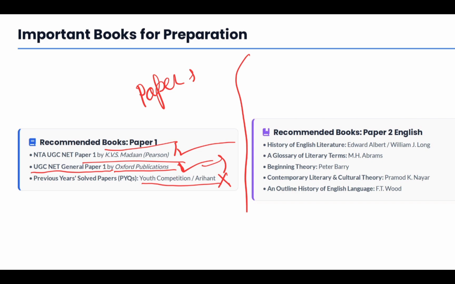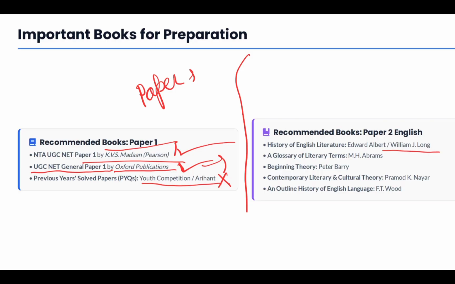And for paper 2, there are a number of books on the history of English literature, but the ones I used in my preparation are William J. Long, then Edward Albert, and also Routledge. I read Routledge too.